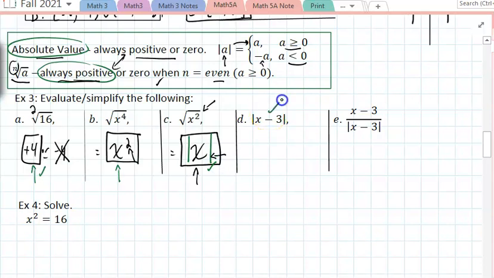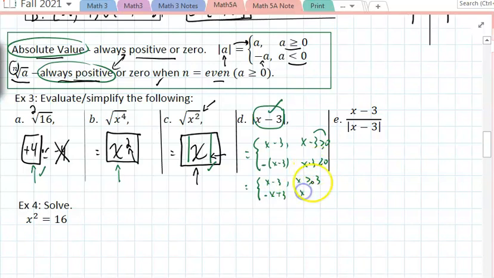What if I wanted to know what this is? Well, we go to the definition. If the inside is positive, I don't need the absolute value. And if the inside is negative, I'll put a minus in front of whatever was inside the absolute value. So that's pretty much saying this is x minus 3 if x is bigger than or equal to 3, and it's negative x plus 3 if x is less than 3. And you could pick a value and you're guaranteed that this will always be positive.